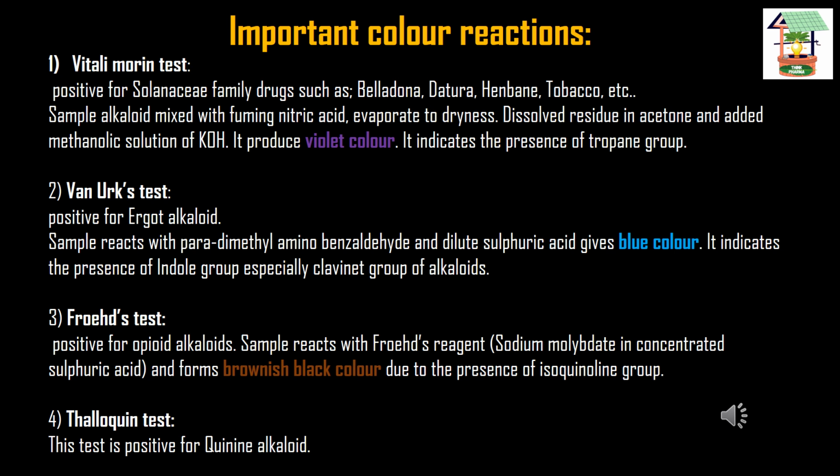And then one more test is Froehde's test. It gives a positive test for opioid alkaloids. Our sample reacts with Froehde's reagent, that is sodium molybdate in concentrated sulfuric acid, and it forms a brownish black color, and it represents that the isoquinoline group is present in this compound. And then the thalleioquin test gives a positive result for quinine alkaloids.